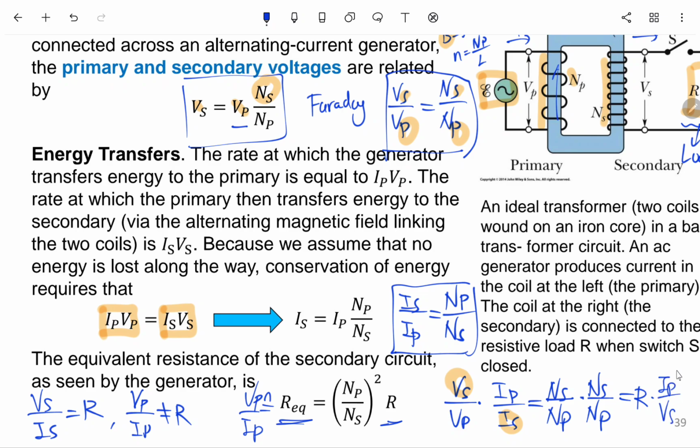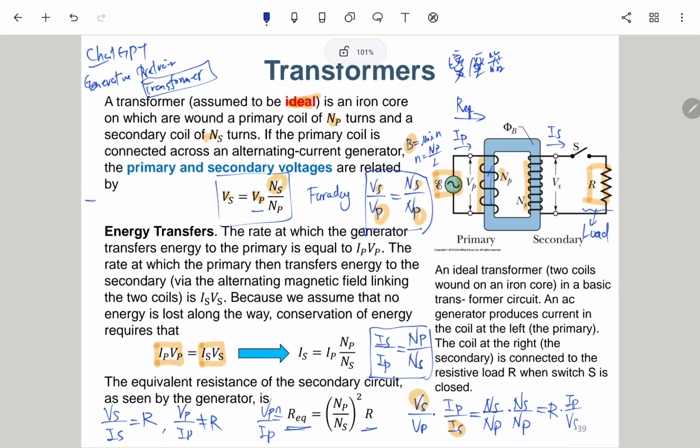Okay, we move this one to the other side and then move this one to the other side. So we have (Np over Ns) quantity squared times R. It will be like that. This means that for the primary coil, the resistance seen there is not only R, but R multiplied by the turn ratio, the number of turns at the primary coil divided by the number of turns at the secondary coil, and then taking the square. We call this the impedance transformation.